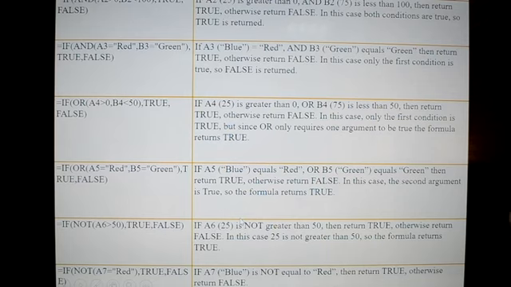Next formulas, other formulas we also have here. So if A5 blue equals red or B5 green equals green, then return true. Otherwise return false. In this case the second argument is true, so the formula returns true.